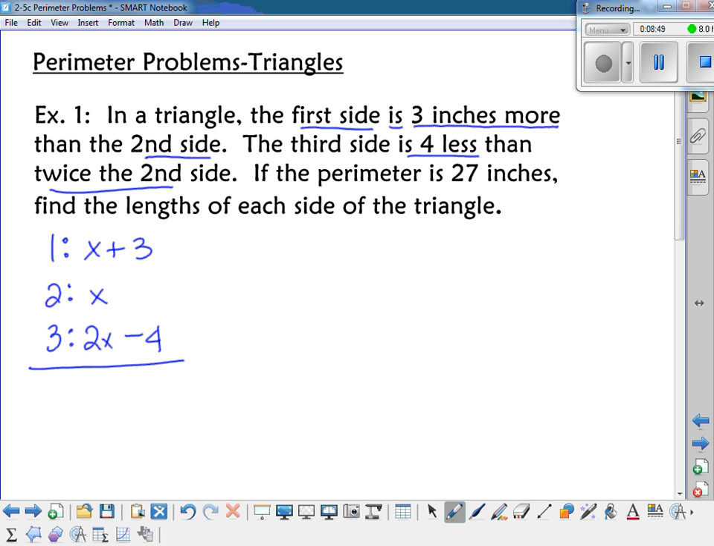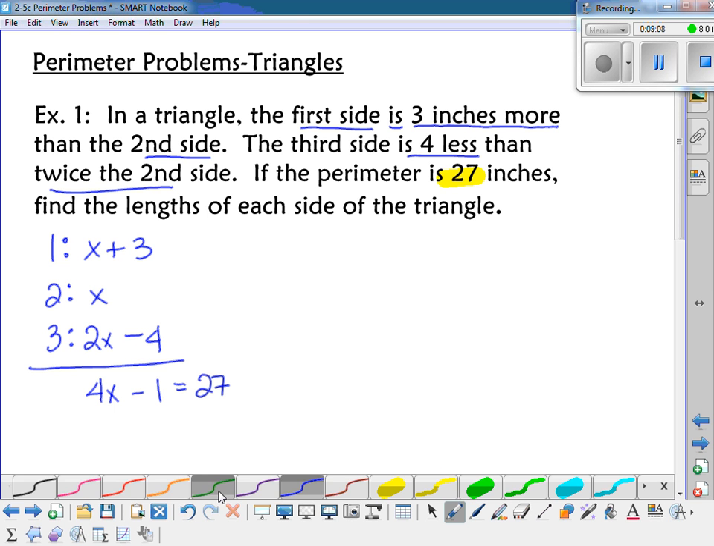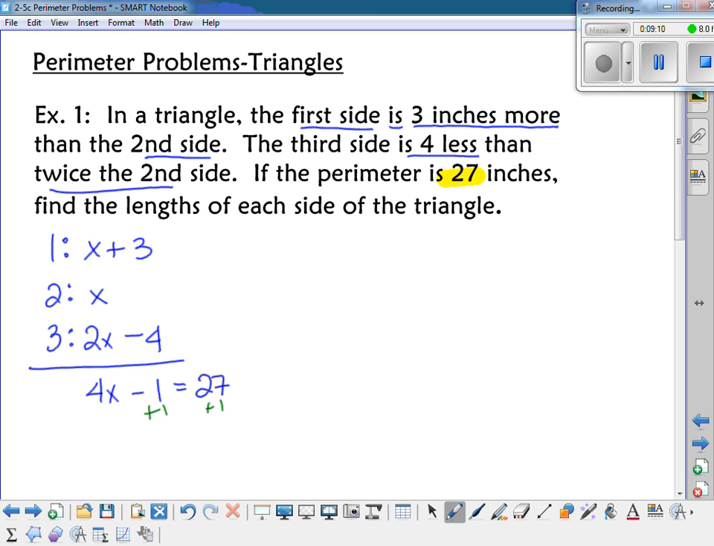To find the perimeter, you just add them together. X and 2x gives me 4x. A positive 3 and a negative 4 gives me negative 1. And that has to equal my perimeter of 27 inches. So now I just solve for x. I add 1 to both sides. 4x is equal to 28. And so when we divide by 4, we get that x is equal to 7.